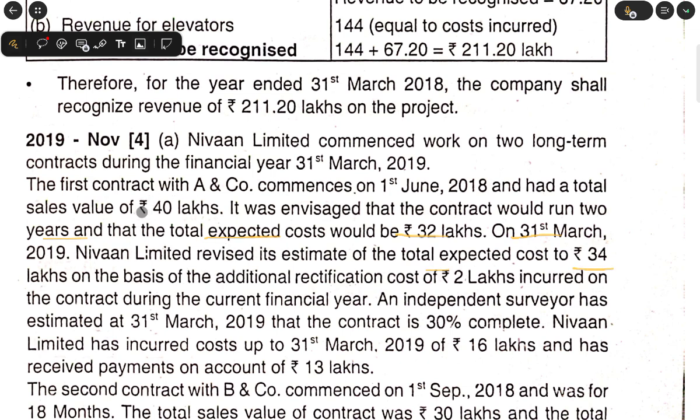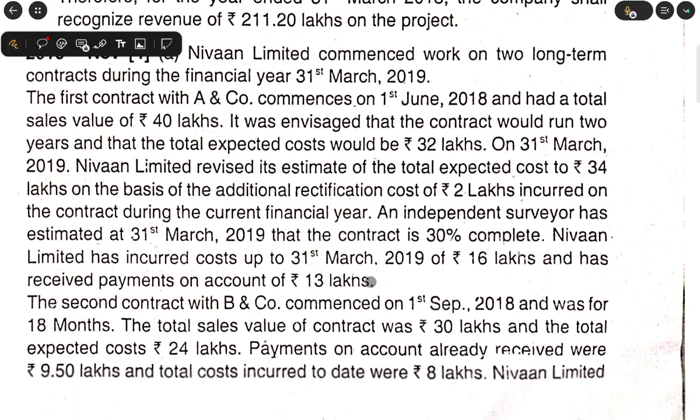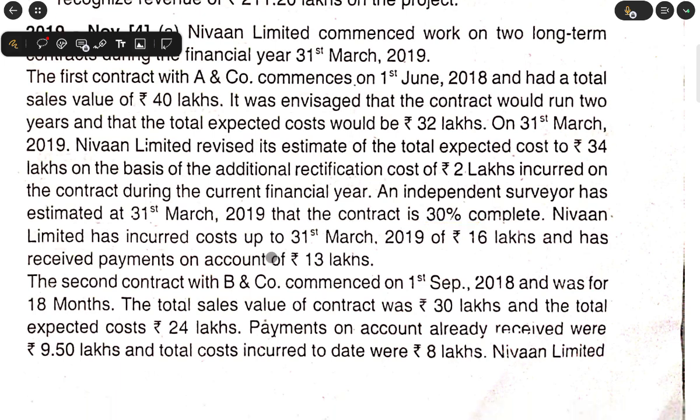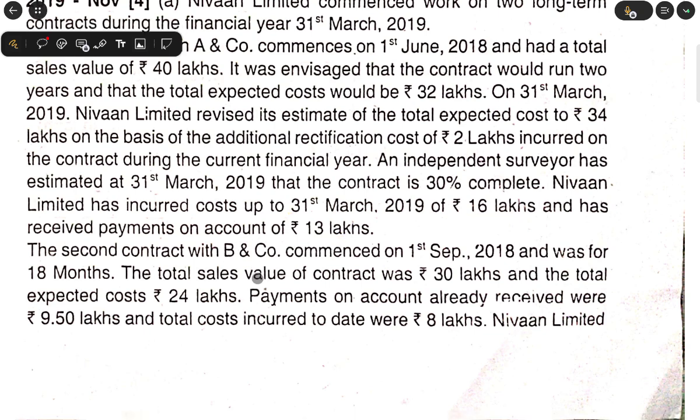So the cost goes from 32 to 34 lakhs, and the basis of the addition is a rectification cost of 2 lakhs to be incurred on the contract during the current financial year, making it 34 to 36 lakhs. An independent survey has estimated that on 31st March the contract is 30% completed. The company has incurred cost up to 31st March of 16 lakhs and has received a payment on account of 13 lakhs. They have billed 16 lakhs. How much should they consider as revenue?